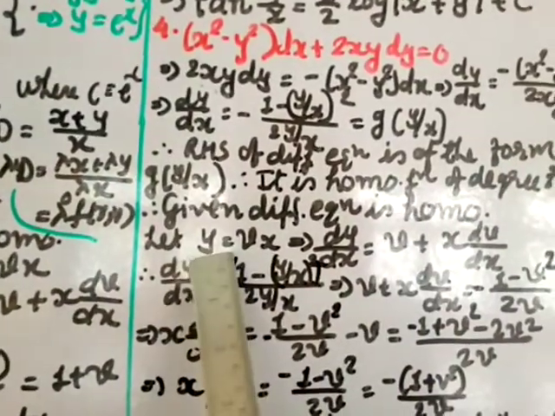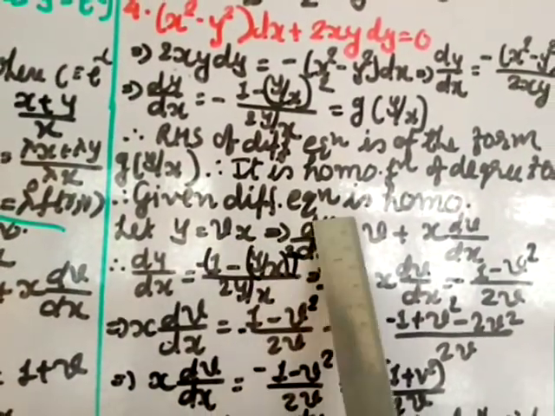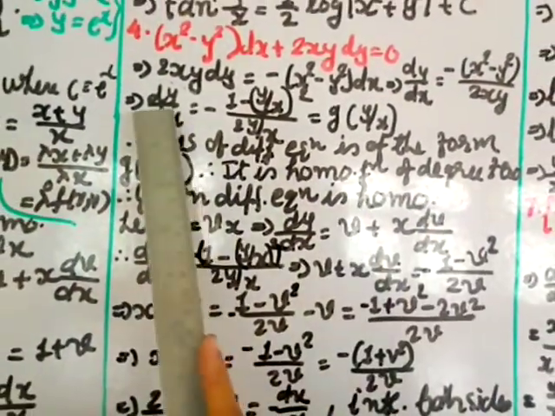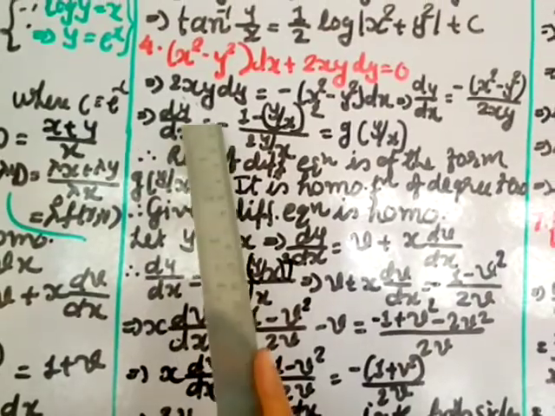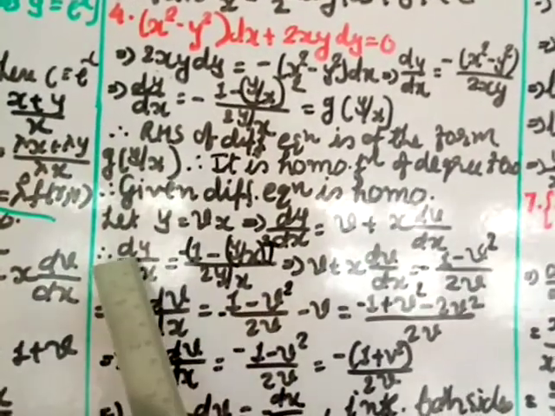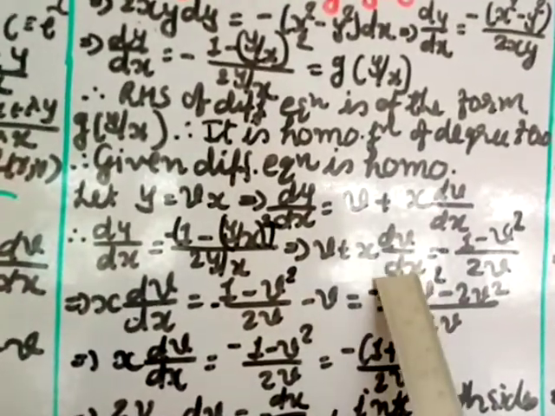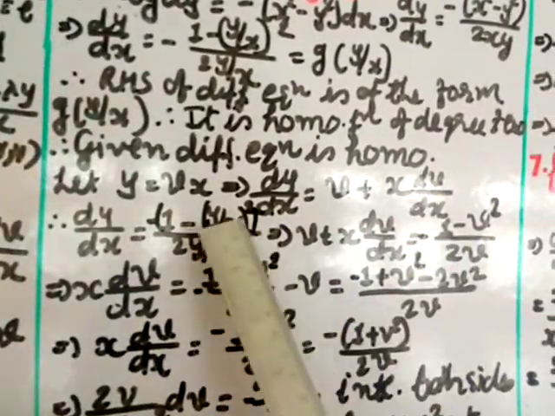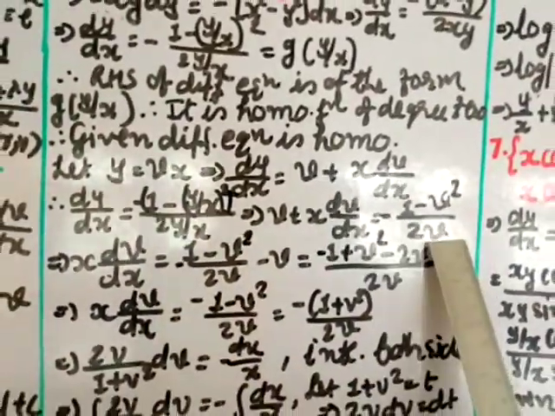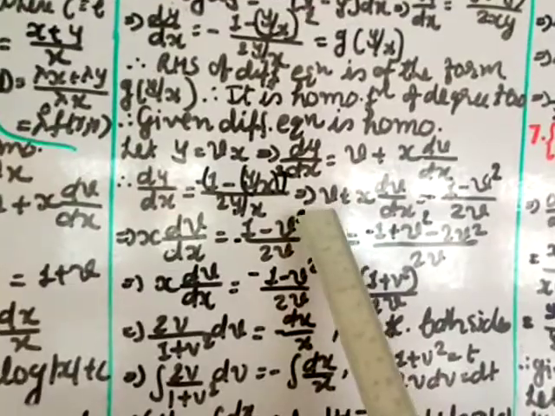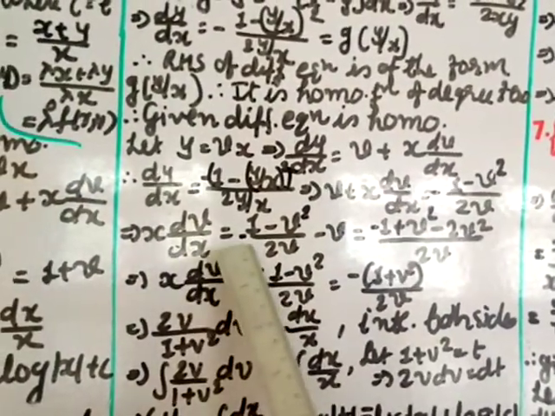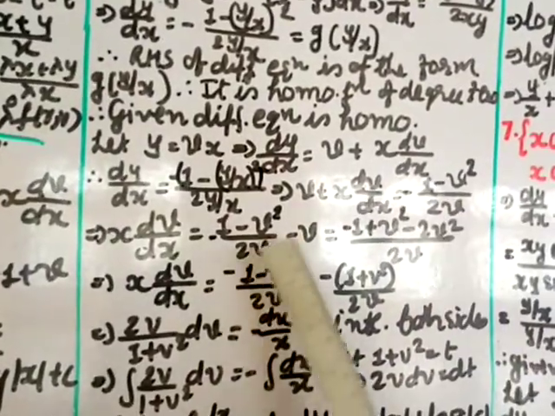If it is homogeneous, you have to take y is equal to vx. Differentiate, so dy by dx equal to v plus x dv by dx. Now let us put these values in these. Dy by dx equal to minus (1 minus (y by x) whole square) divided by 2y by x. So here dy by dx, you put this value, v plus x dv by dx equal to minus (1 minus v square) divided by 2v. Okay, separate, transfer this v over here, it becomes minus v.